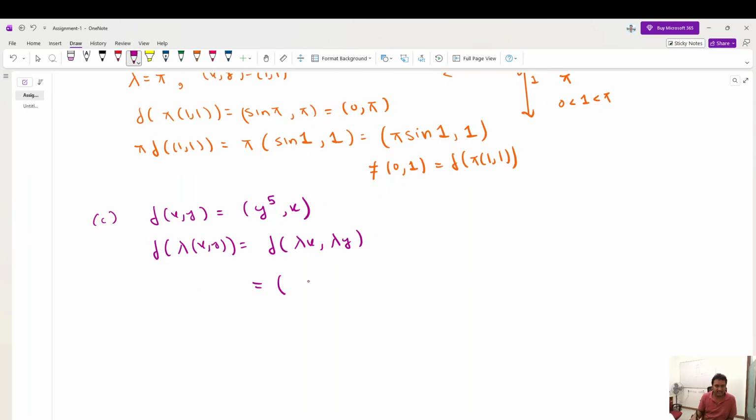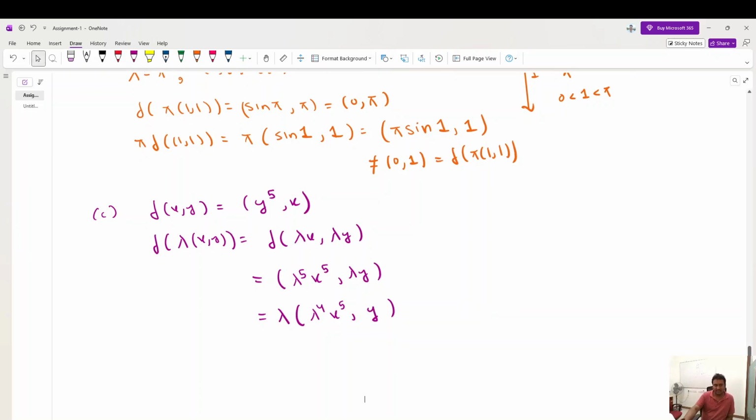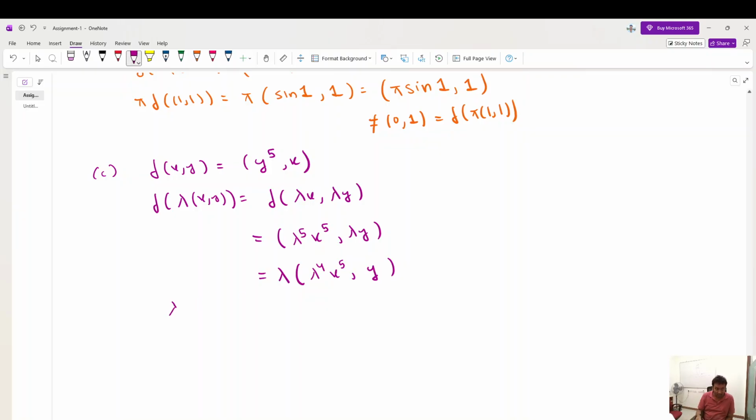So what is it, guys? f of lambda (x, y) is (lambda to the power 5 y to the power 5, lambda x). You take lambda common, and what you will get is lambda times (lambda to the power 4 y to the power 5, x). Now you will say, oh wow, we are taking a lambda common out, so it may be linear. But no, check it.